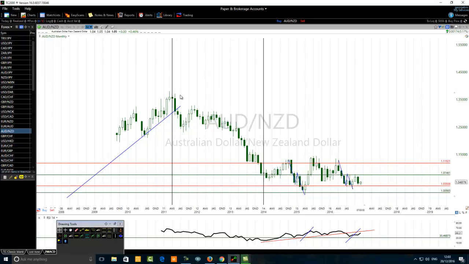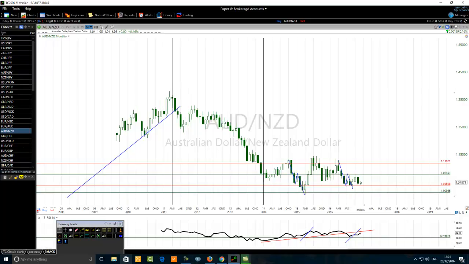Then, for one reason or another, people started selling the Australian dollar and buying the New Zealand dollar. So from 2011 up to now, people prefer to buy the New Zealand dollar instead of the Australian dollar. People are more willing to invest in New Zealand. Therefore, the New Zealand dollar was appreciating against the Australian dollar, so the pair was going down.